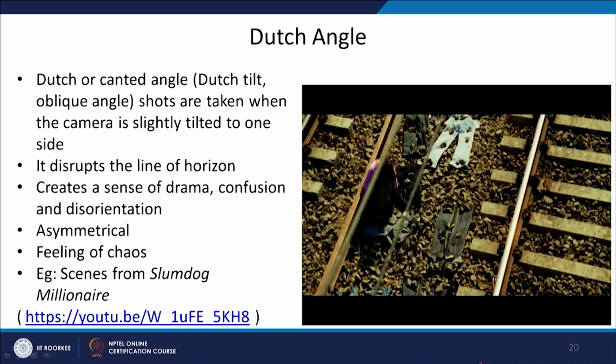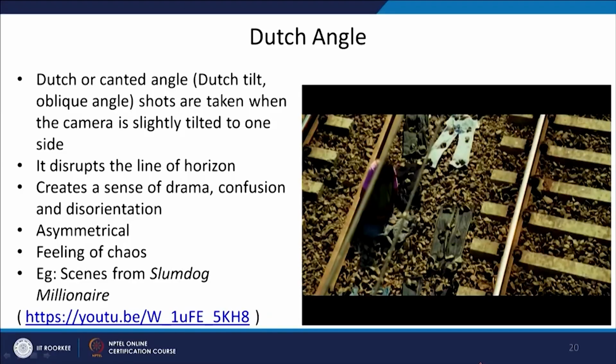Another interesting shot is known as the Dutch angle. It is also known as the canted angle, the Dutch tilt or the oblique angle. Here we find that the shots are taken when the camera is slightly tilted so that the line of the horizon is disrupted. It is often used to suggest a sense of drama or confusion and disorientation. The asymmetrical projection of things on the screen suggests an asymmetry in the psychological and emotional state of the person or of the situation which the film wants to suggest.